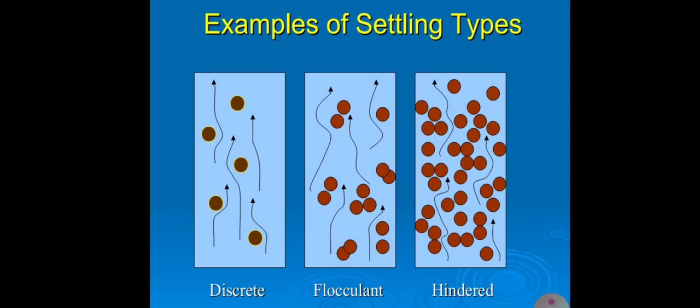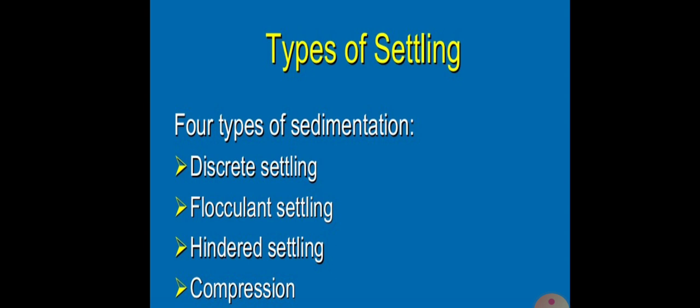As you see in the figure here, in the process of discrete settling, the particles are quite few in number. So in this process of discrete settling, the individual particles settle independently, because they do not hinder or interfere with the movement of the other particles. The individual particles settle separately, and this normally occurs when there is a relatively low concentration of solids in the water.